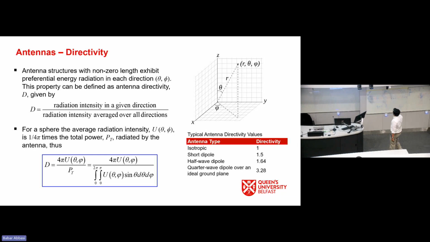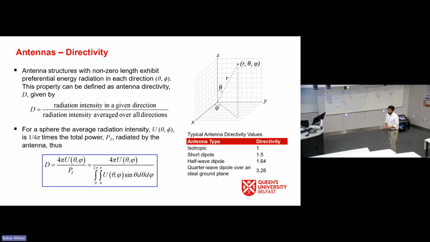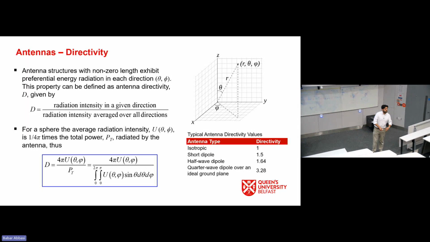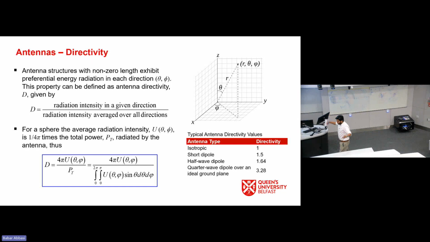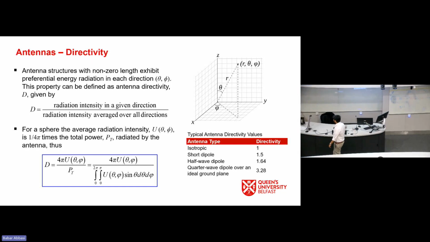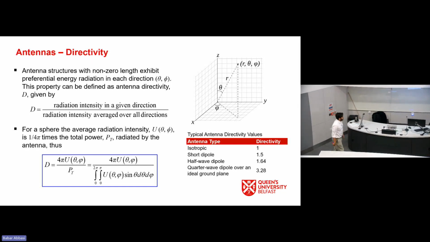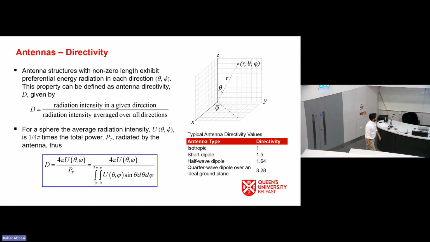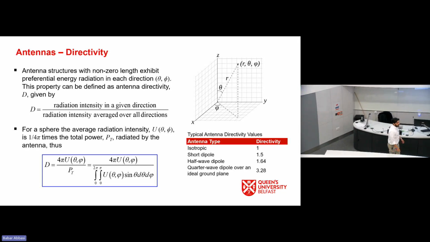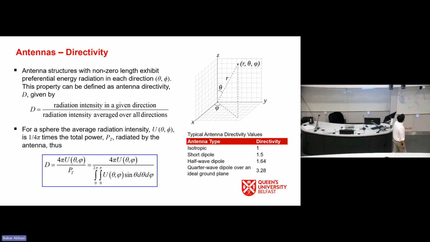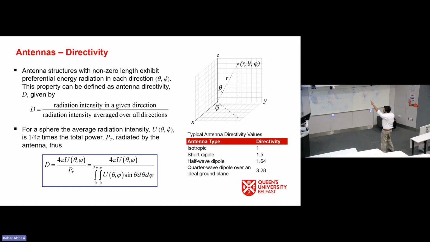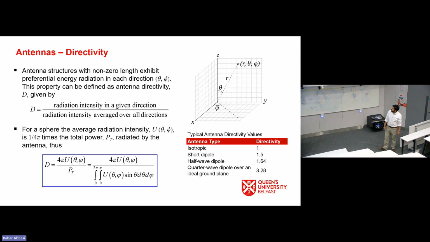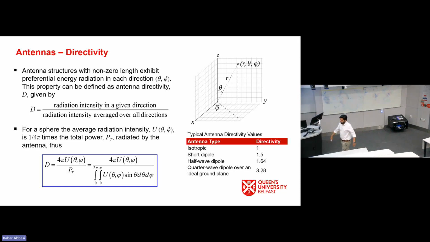Just a few examples. A simple isotropic antenna has a directivity of 1. An isotropic antenna is an ideal antenna that radiates in all directions. It's not possible in practice, so it's a fictitious thing, more related to mathematics than to the real world. We have the short dipole, a small dipole, with a directivity of 1.5. The half-wavelength dipole has 1.64, and then there's the quarter-wave dipole over an ideal ground plane, also called a monopole.